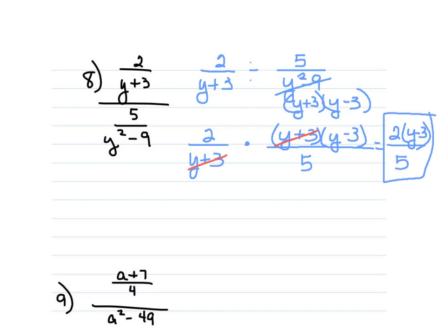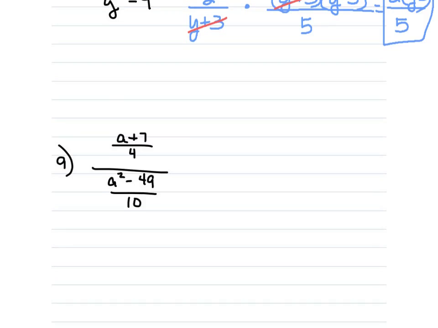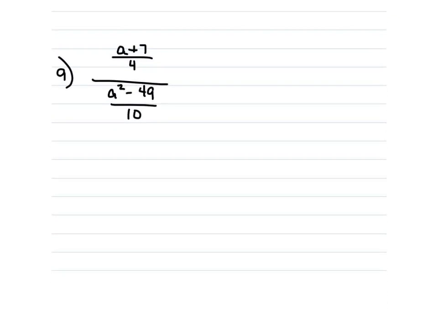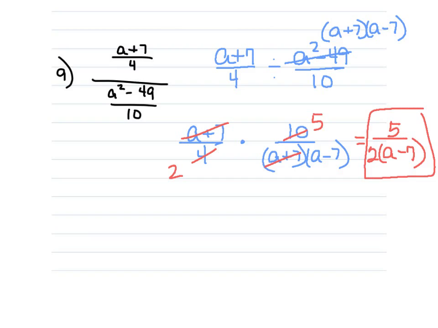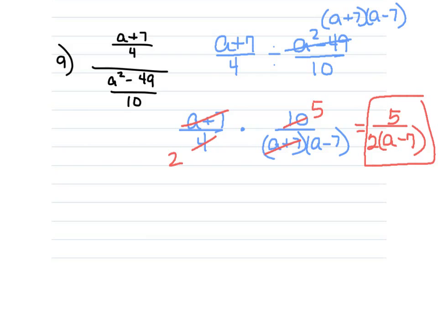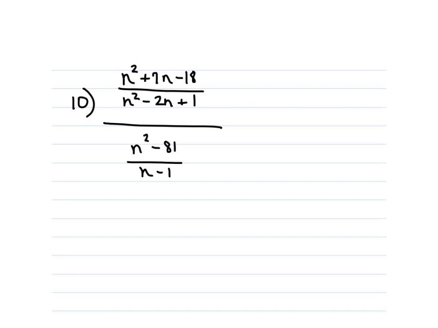Now number 9 you can do on your own. Pause the video, come back and check your answer. Okay, check your solution. I have 5 over 2 times a minus 7. All right, let's go to number 10 now.